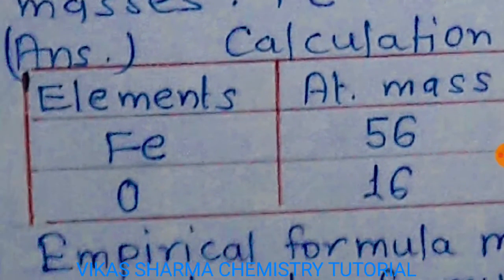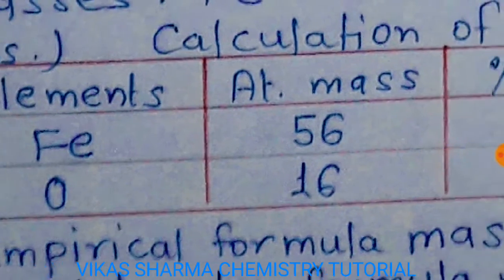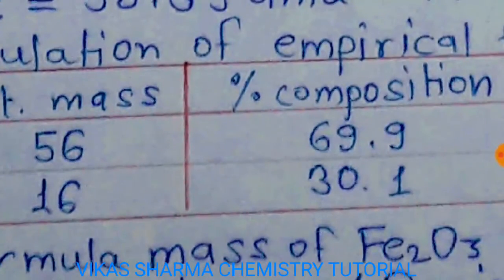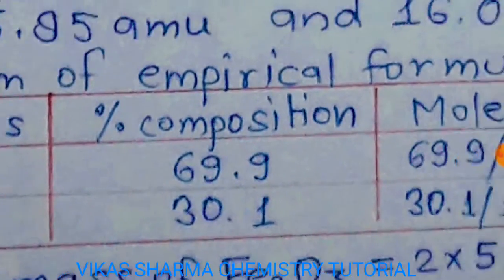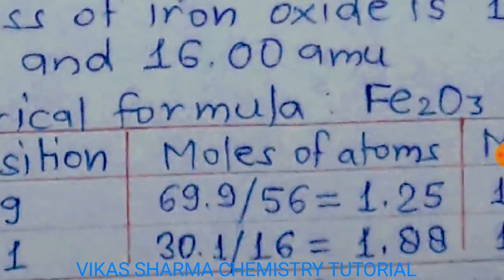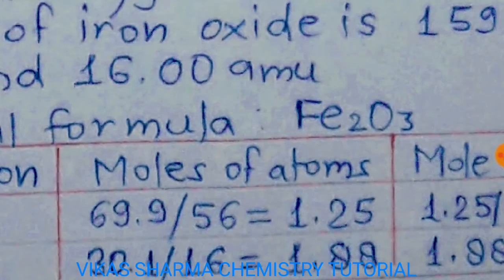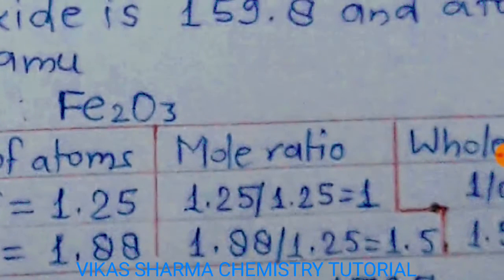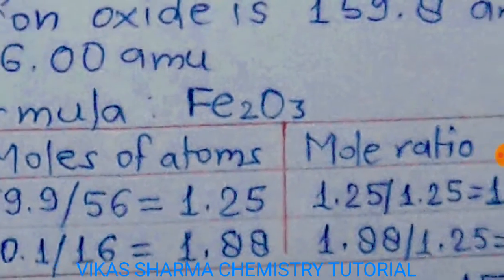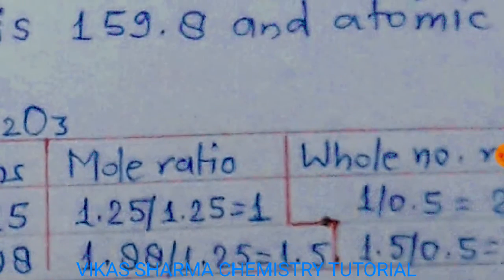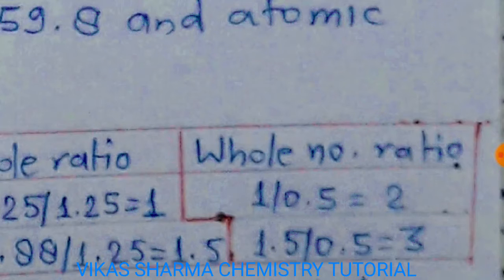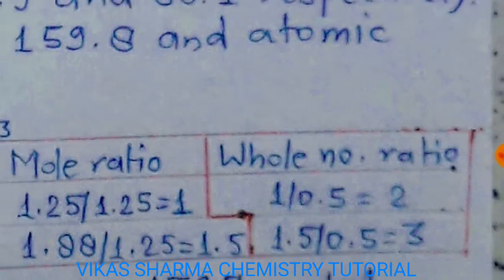Student, oxygen has 16 atomic mass, percentage composition in the question given 30.1. So 30.1 divided by their relative atomic mass 16, it is 1.88. Then mole ratio, 1.88 divided by the lowest value of moles of atoms 1.25, so it is 1.5. In whole number ratio, 1.5 divided by 0.5, so it is 3.